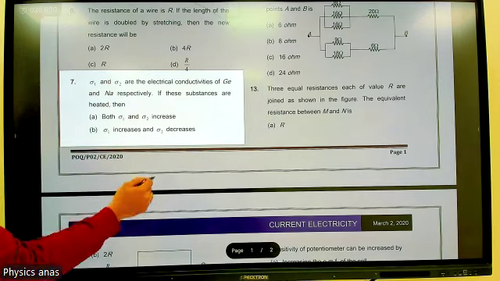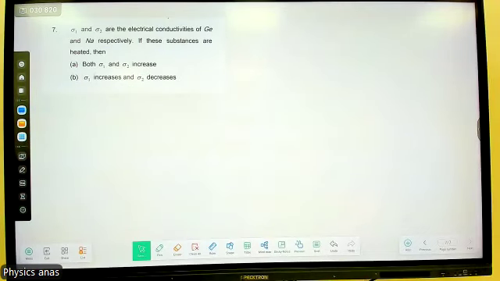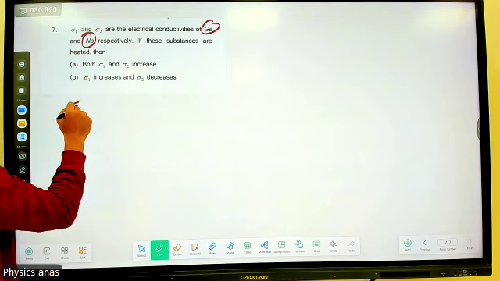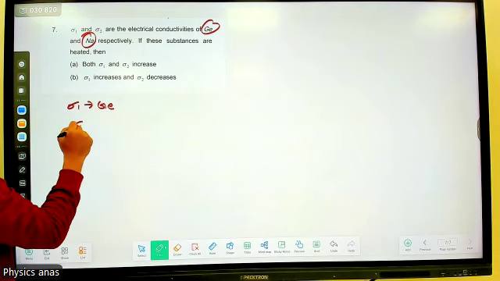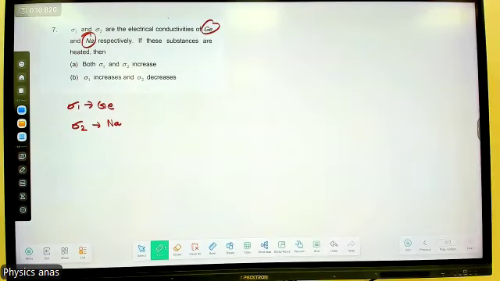Okay. Look at this question. Second one. Sigma 1 and sigma 2 are the electrical conductivity of germanium and sodium respectively. If these substances are heated, then what happens to sigma 1 and sigma 2? Sigma 1 is for germanium, sigma 2 is for sodium.